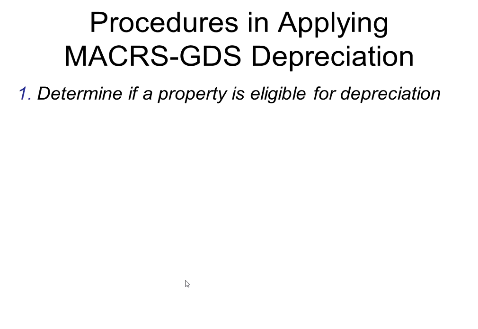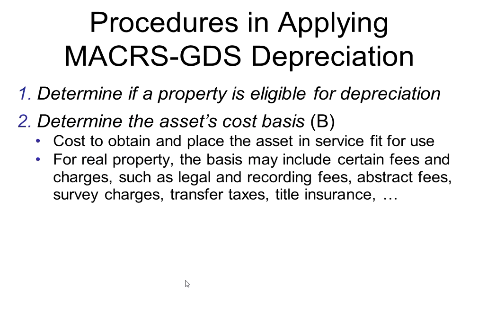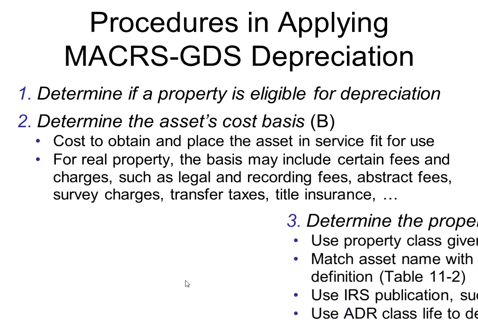So let's talk about procedures in applying MACRS-GDS depreciation. First, we need to determine if property is eligible for depreciation. Then we need to determine the asset's cost basis, B, the cost to obtain and place an asset in service fit for use. And for real properties, the basis may include certain fees and charges such as legal and recording fees, abstract fees, survey charges, transfer taxes, title insurance, and so on.